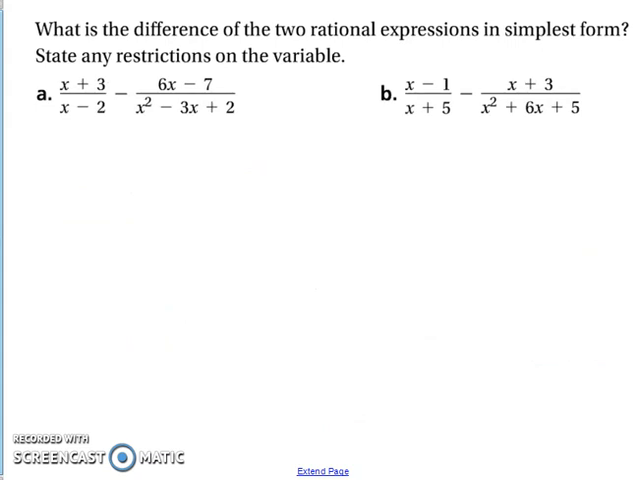Okay, when you're subtracting, the same thing applies. You're going to do the same steps. However, you want to make sure that you distribute the negative sign. So first thing I'm going to do is rewrite any of my denominators in factored form. So the first one is going to stay exactly the same, but the second denominator, I can factor this.